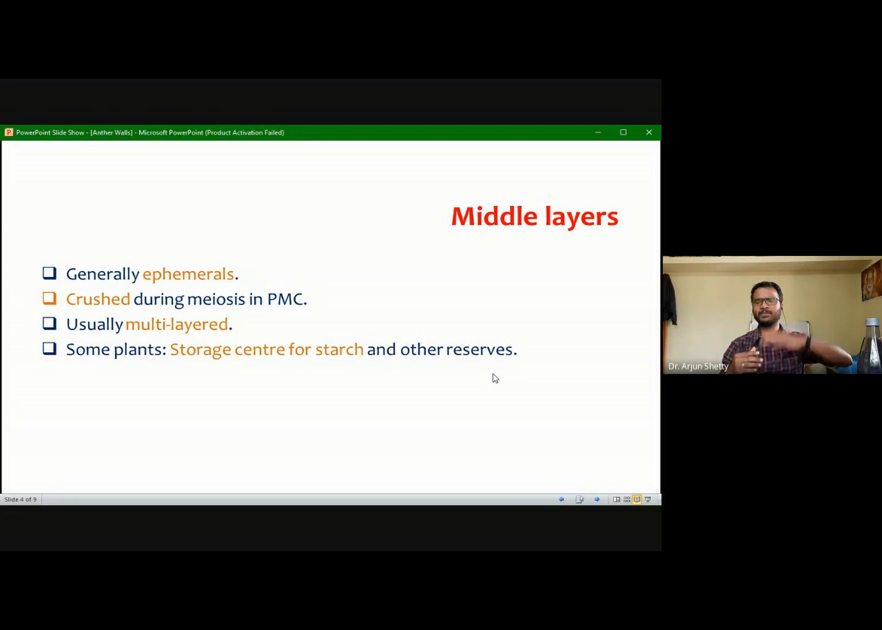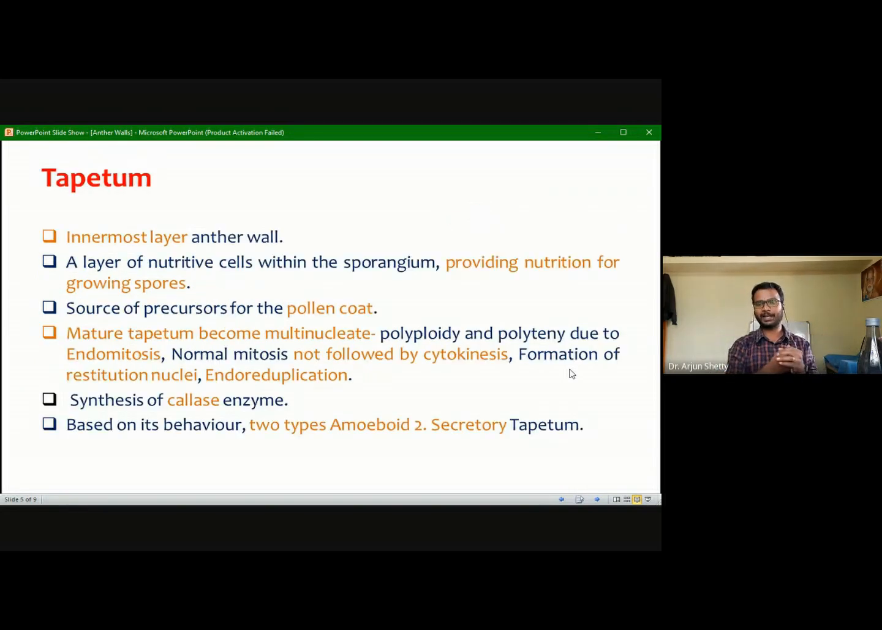As I already told you, in most flowering plants the middle layer is multi-layered. It may be 2, 3, 4, or 5 layers. The most peculiar characteristic of this middle layer in some plants is that they also reserve food material in the form of starch. That's again an interesting characteristic in some flowering plants. So this is with regard to the middle layer.